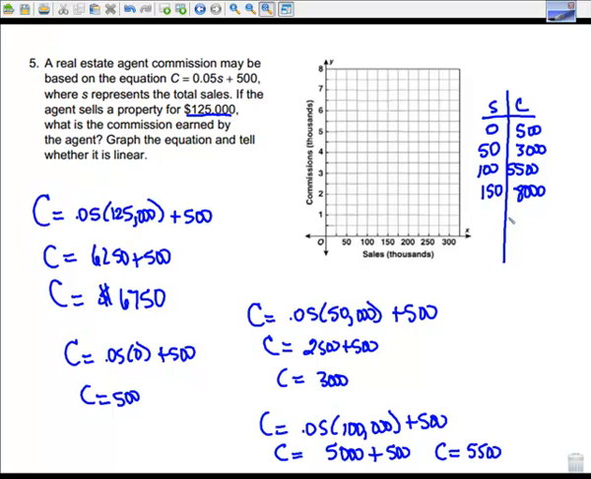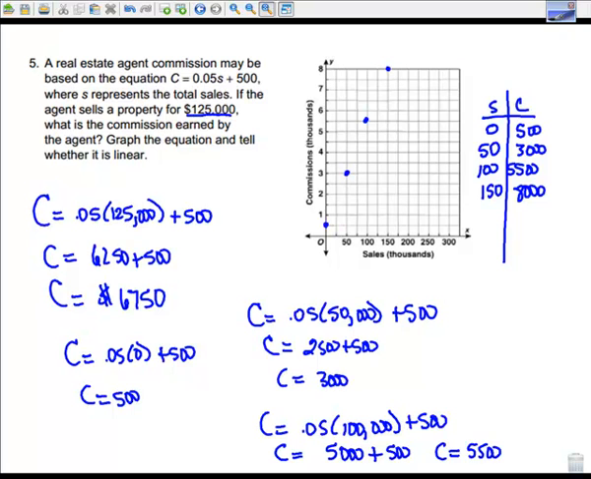You can see here that we do have a pattern. We are adding 2,500 every time we go up in sales by 50,000. So that right there should tell us, yes, it is linear. Let's go ahead and graph this out. At 0, it's 500, so that's half of 1,000. At 50, it's 3,000. At 100,000, it's 5,500. And at 150,000, I found that it was 8,000.